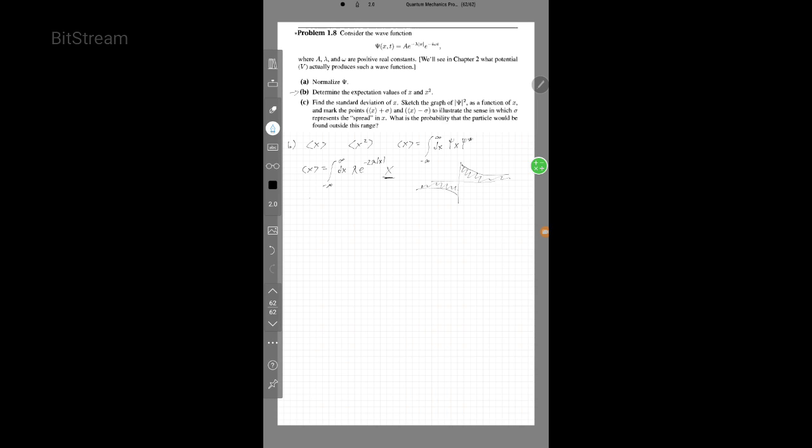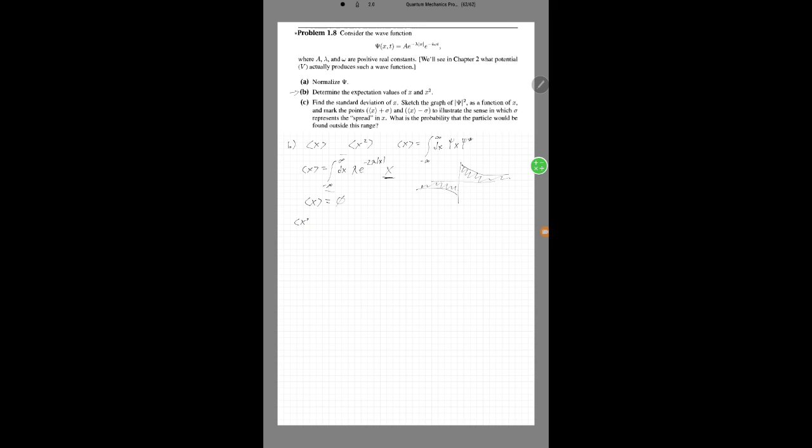My function's now odd. So that means whatever is on this side is opposite of whatever is on this side. So I don't even really have to bother with it. I can just set it to 0 because it's odd, and I'm integrating over all space. So that was pretty easy. Yeah, my expectation value of x is just 0. So that would be at x equals 0.